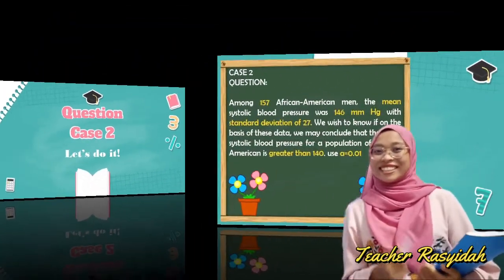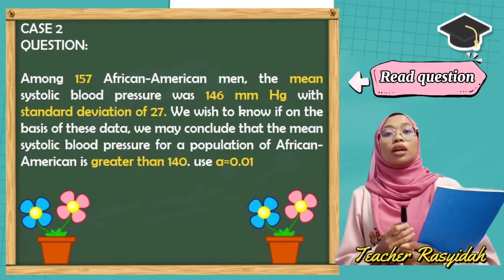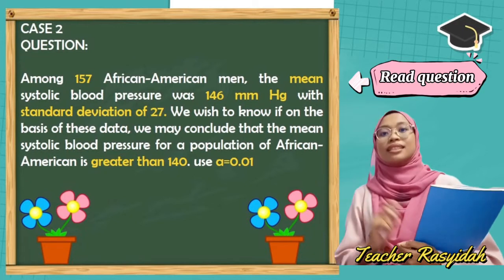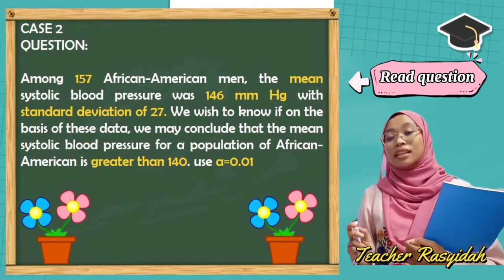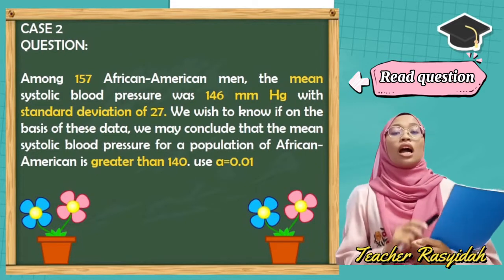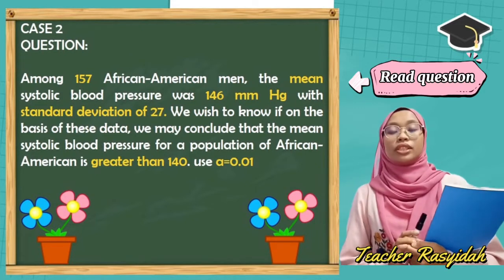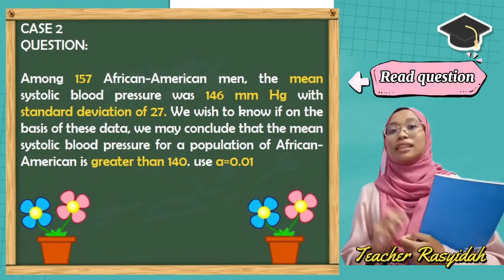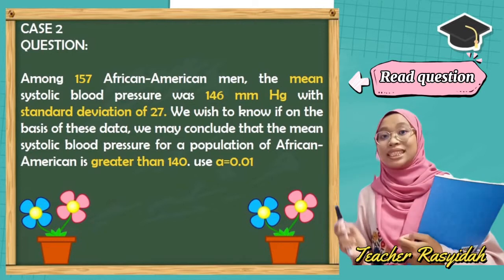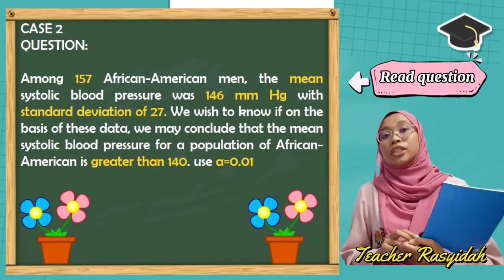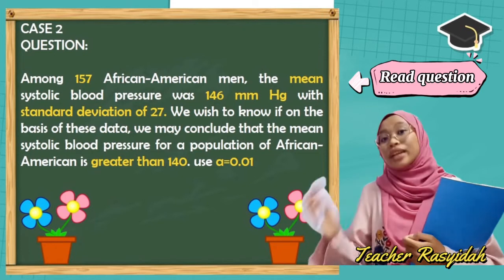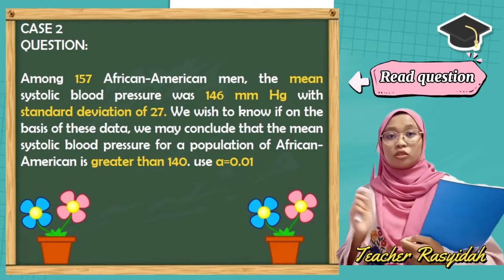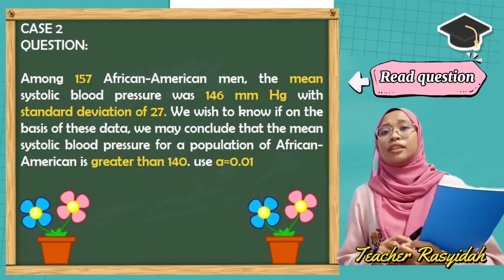Next, we are going to do a question for case 2. So let's do it. The question is: among 157 African American men, the mean systolic blood pressure was 146 millimeters of mercury with a standard deviation of 27. We wish to know if, on the basis of this data, we may conclude that the mean systolic blood pressure for a population of African Americans is greater than 140. Use alpha 0.01.